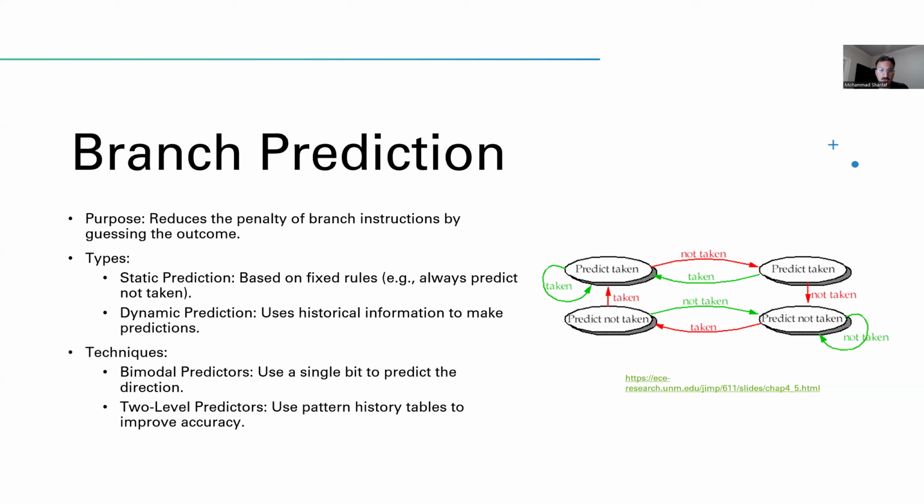Over here on the side, in this figure, we have an example of a dynamic prediction where it learns from itself. Okay, predict taken. Okay, it would take it, and then the process will go over and over again, using historical information that has occurred before to predict the next outcome.